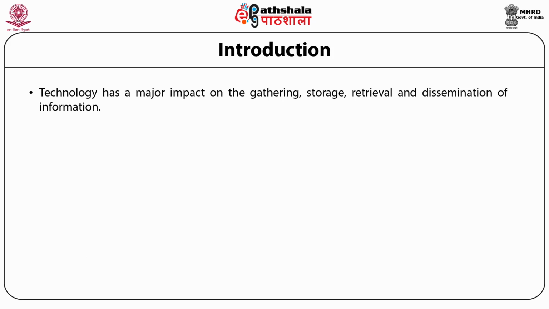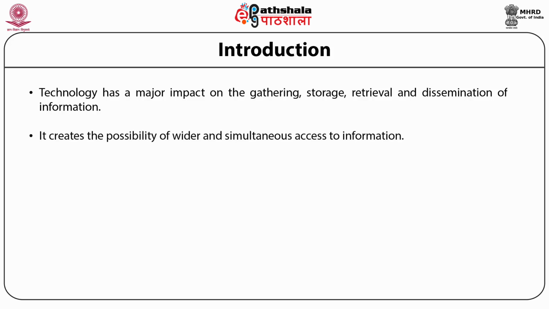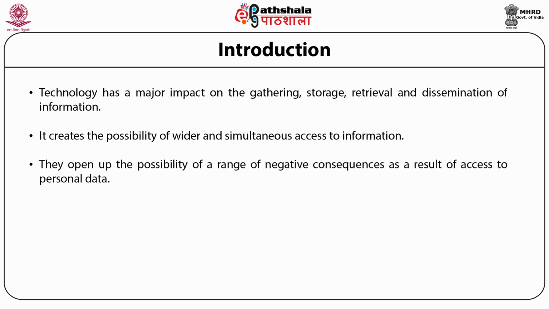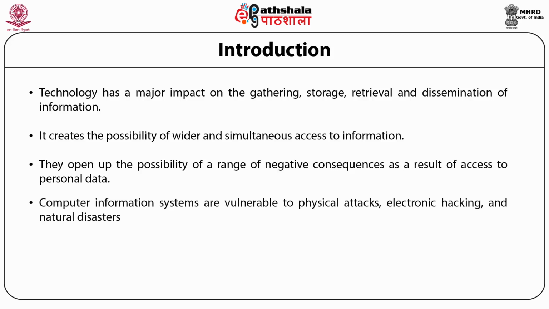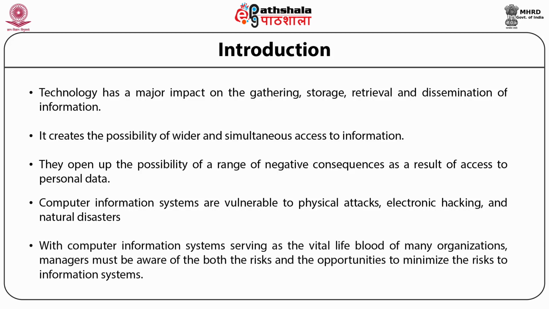Technology has a major impact on the gathering, storage, retrieval, and dissemination of information. Its main ethical impact relates to the accessibility or inaccessibility and the manipulation of information. It creates the possibility of wider and simultaneous access to information. Recent advances in information technology threaten privacy and have reduced the amount of control over personal data. They open up the possibility of a range of negative consequences as a result of access to personal data. Computer information systems are vulnerable to physical attacks, electronic hacking, and natural disasters, with computer information systems serving as a vital lifeblood of many organizations. Managers must be aware of both the risks and the opportunities to minimize the risk to information systems.